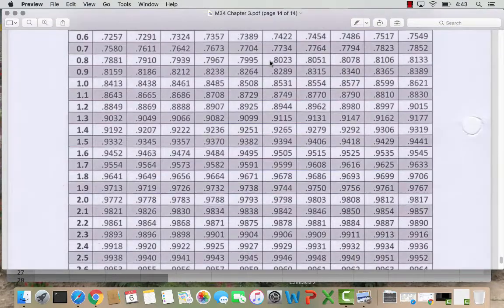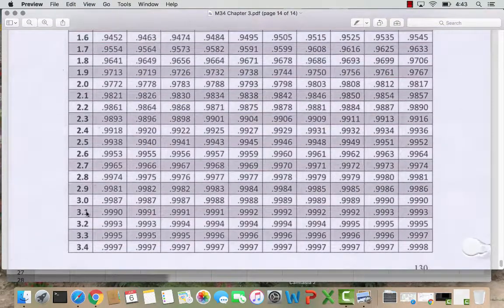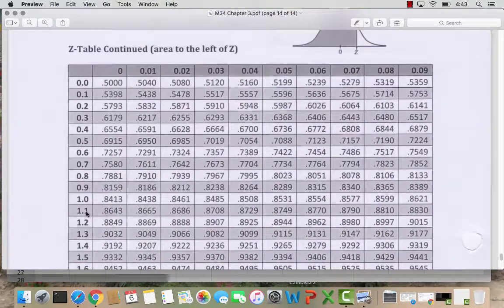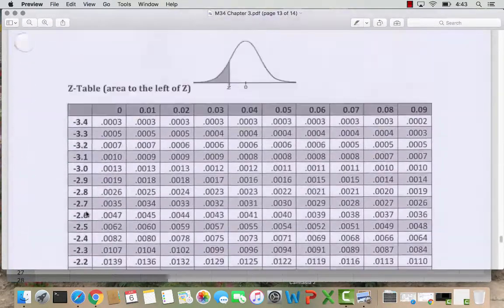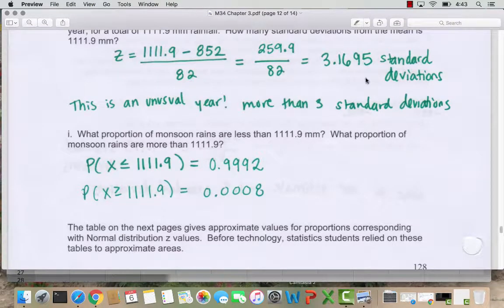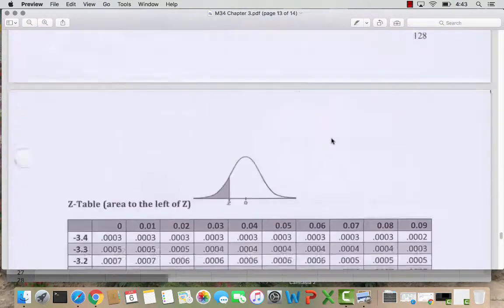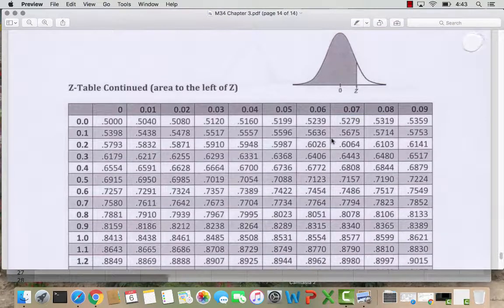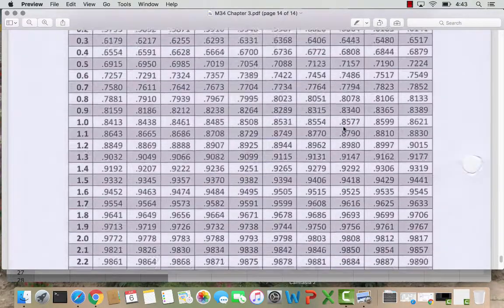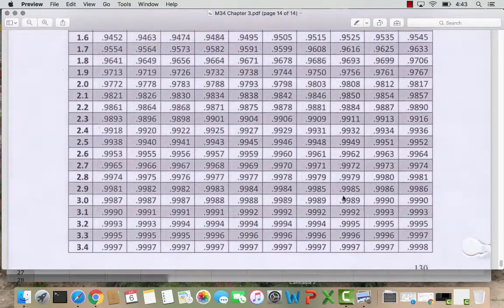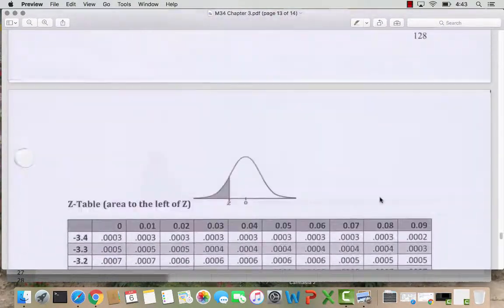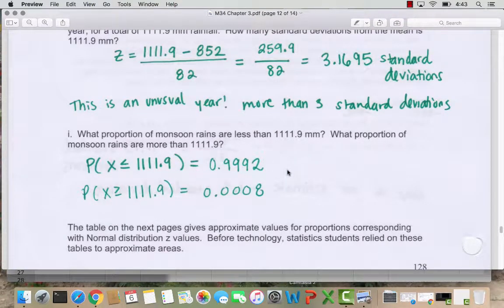So we are looking up 3.16. So the 3.1 is in this row. And then let's just verify it was 3.16. Yeah, 3.169, so we could say 3.17 standard deviations. Then the columns correspond with the hundredths place. So 3.17 is going to be in this column. So if we follow this column down to 3.1, we get 0.9992 right here as the probability of being less than 3.17 standard deviations, which is an exact match for what we got in StatCrunch.